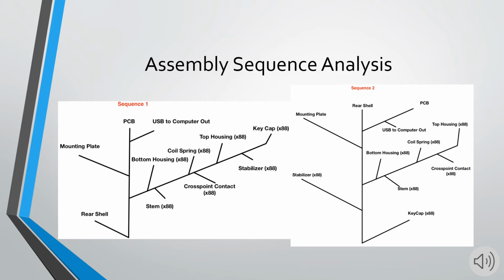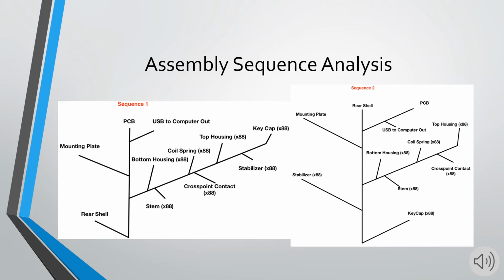Here we have the fishbone assembly diagrams for the assembly sequence analysis. One of the key differences between the diagrams for sequence 1 and that of sequence 2 is that sequence 1 uses the PCB as a base for assembly, whereas sequence 2 uses the rear shell of the keyboard. Using the PCB as a base is actually detrimental to assembly, as PCBs tend to be thin and fragile, so they must be handled with care.